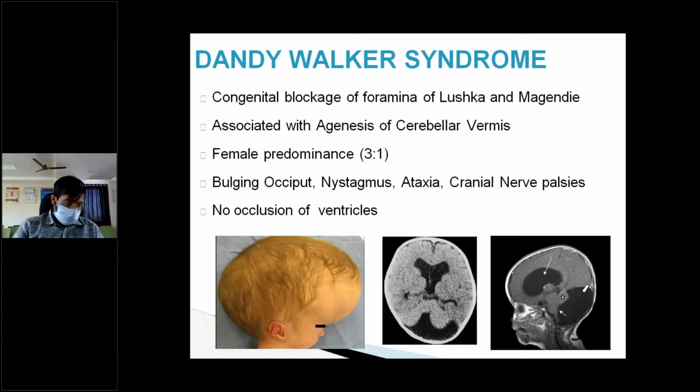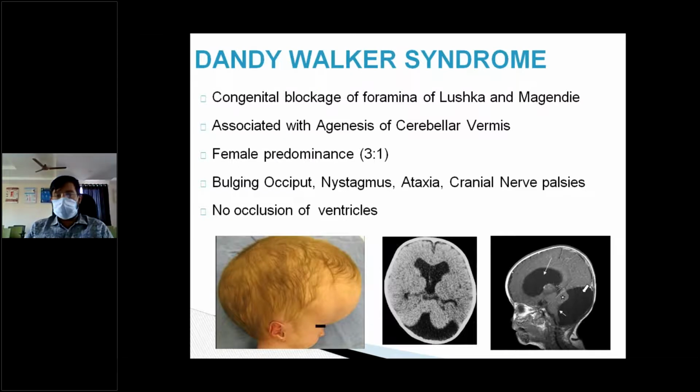The most common syndrome seen is Dandy-Walker malformation, that is, congenital blockage of the foramen of Luschka and Magendie, which causes accumulation of the CSF, most commonly in the third and fourth ventricles, and it is associated with agenesis of the cerebellar vermis. Dandy-Walker malformation is most commonly seen in males, in a proportion of about 3:1.